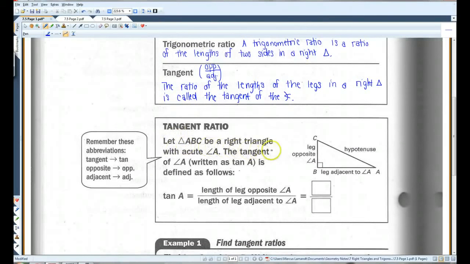If triangle ABC is a right triangle with acute angle A, there you go, this side is opposite A. The side that does not touch the angle is the opposite side. Of course, the longest side is the hypotenuse, and the other side is called the adjacent side. So the tangent of A is the opposite side over the adjacent side. In this case, BC over AC. I'm sorry, AB.